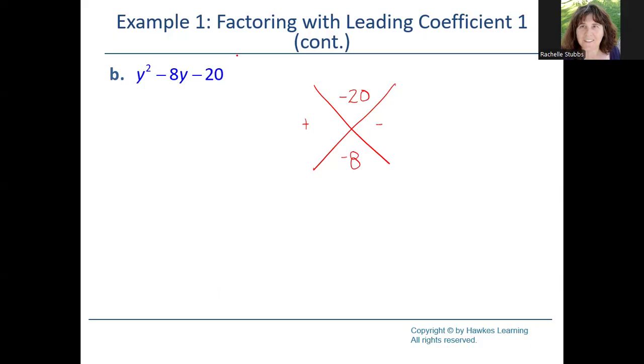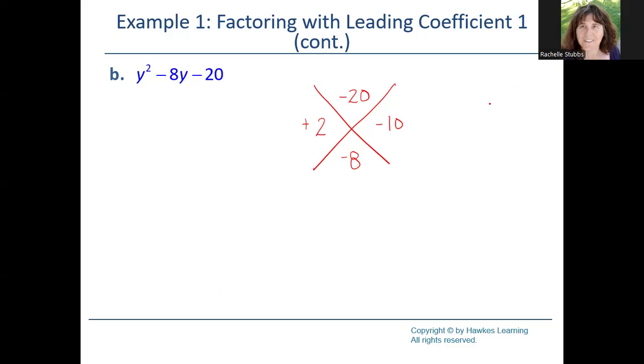So let's start thinking of factors that make 20. Well, there's 1 times a negative 20, but that only adds up to a negative 19. How about 2 times a negative 10? If I add those up, that equals a negative 8, and that's what I'm looking for. So I'm going to put the 2 here and the negative 10 here, because it's the larger absolute value. And so that's what we're going to use.